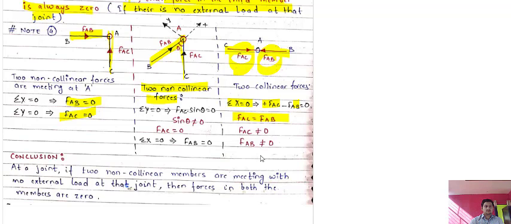Now the conclusion says that at a joint, if two non-collinear members are meeting with no external load at that joint, then the forces in both the members are zero.